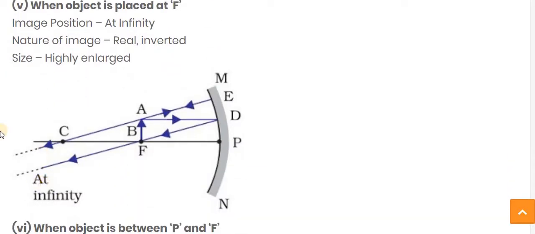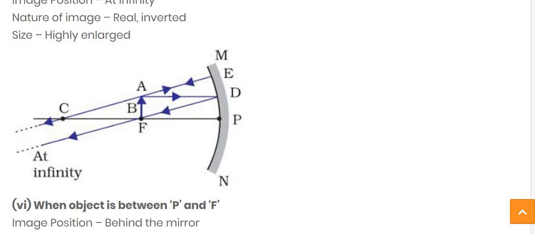Then the second last: when the object is placed at the F, if we keep our object on the focus, then we get the image at infinity. It is totally inverted compared to the first case: if we keep the object at infinity, we get the image at the F, but here if we keep the object at the F, the image we get is at infinity.